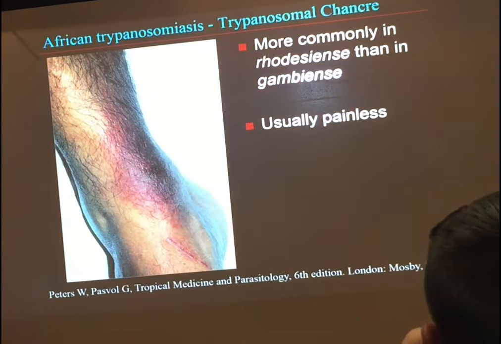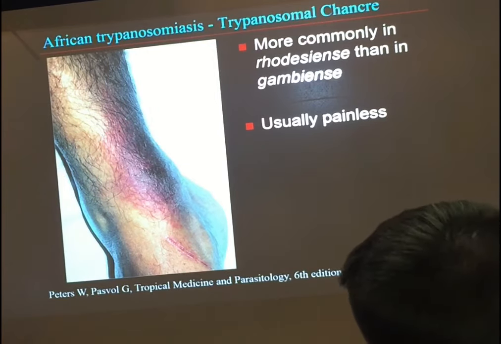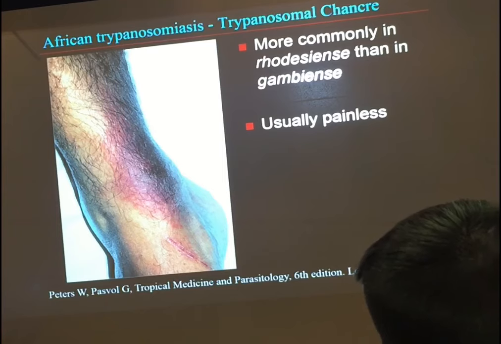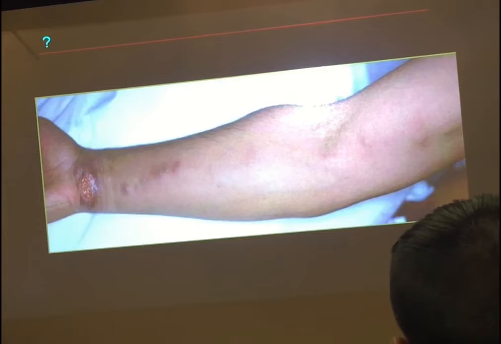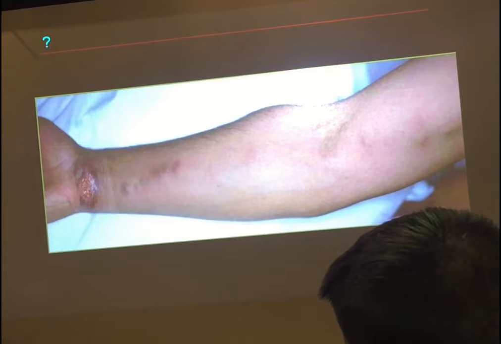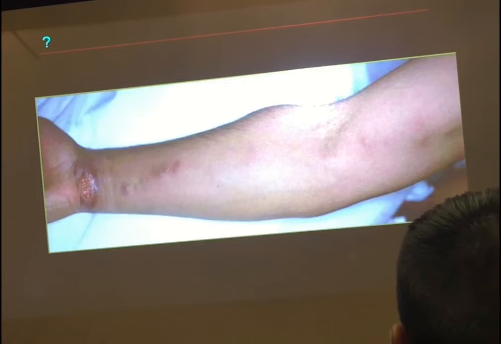African trypanosomiasis, one of the most common lesions is a chancre, usually on exposed areas. And it's usually painless and can have an eschar. This is the next morphology I'm going to show you. So there's an ulcer at the distal edge of the arm, right? And then you've got these nodules kind of in a linear fashion.